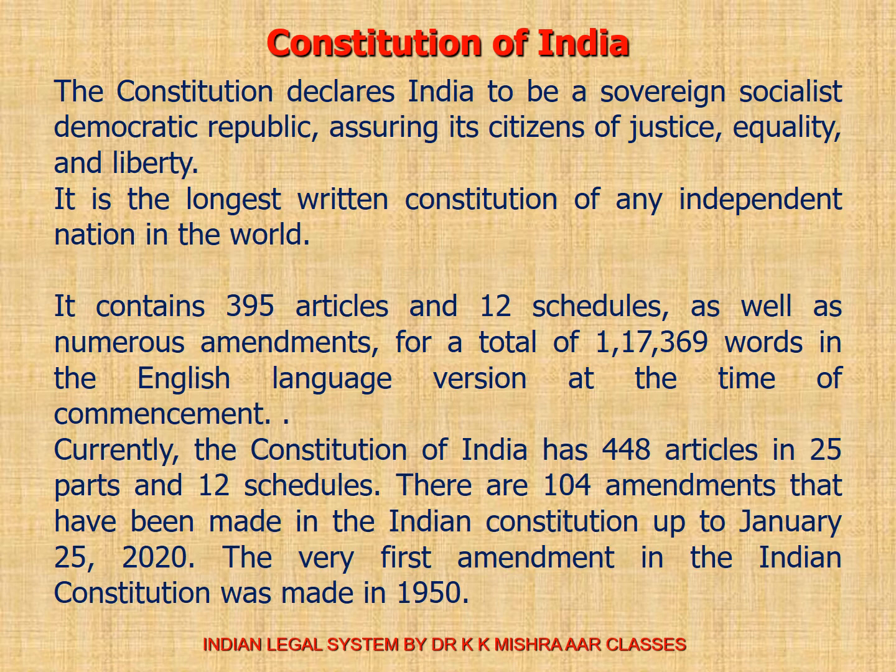As of now, currently, the Constitution of India has 448 articles spread over 25 parts and 12 schedules. There are 104 amendments so far that have taken place in the Indian Constitution up to January 25, 2020. The very first amendment in the Indian Constitution was made in 1950.